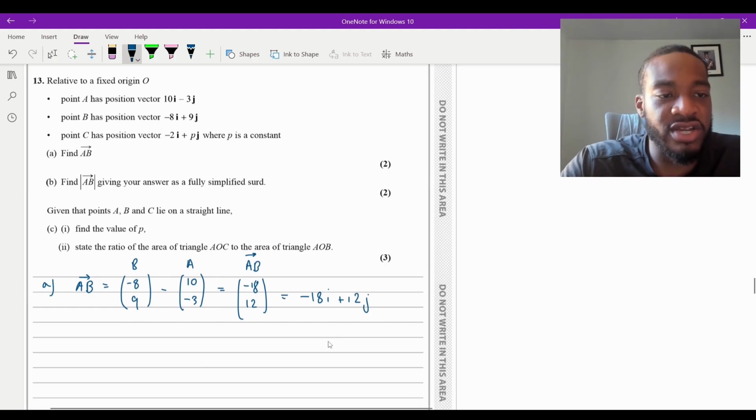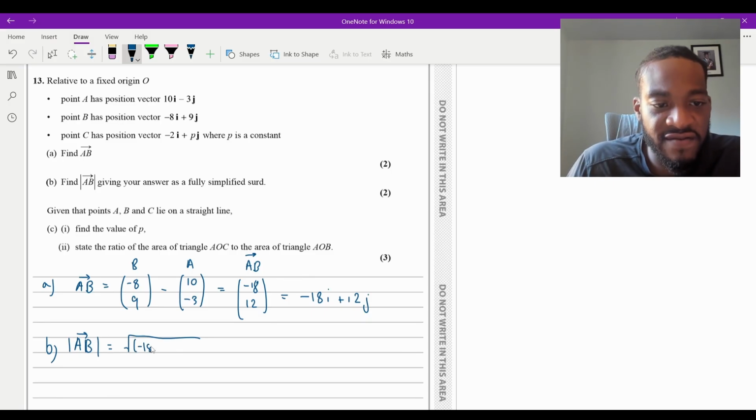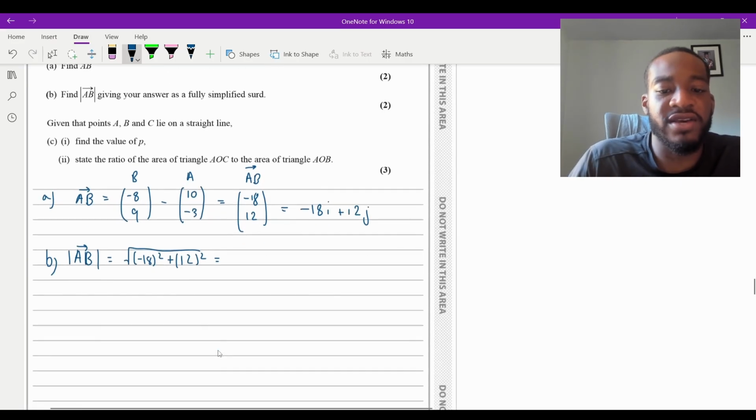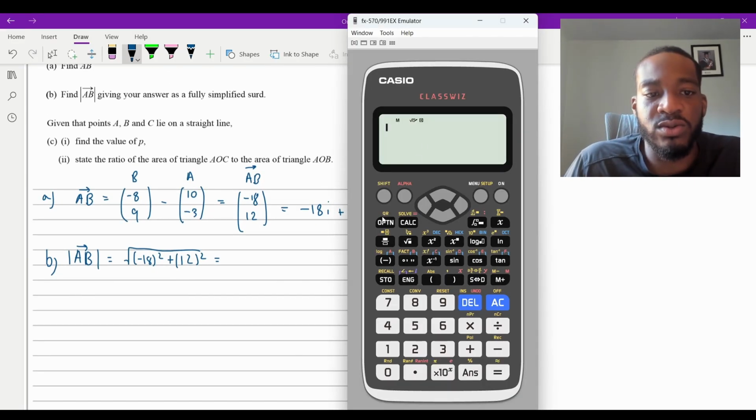So part B says find the magnitude of A to B. Give me the answer as a fully simplified surd. So that's easy again. All that means is we're just going to do the Pythagoras of the two components. So it's going to be equal to the square root of the component for i, negative 18, so negative 18 squared, plus the component for j, 12 squared. Then I'm just going to put this into my calculator and see what it gives me. Square root of minus 18 all squared plus 12 squared gives me 6 root 13.